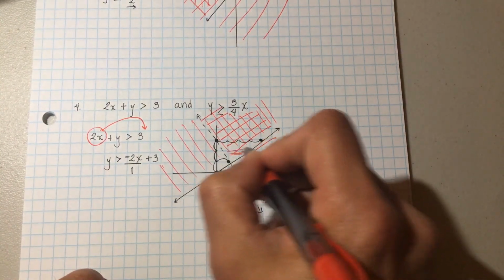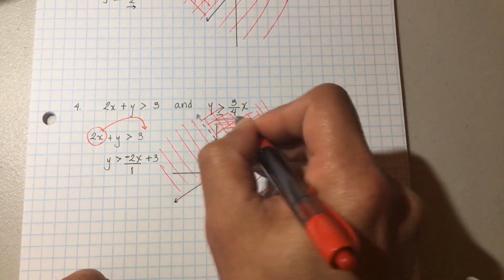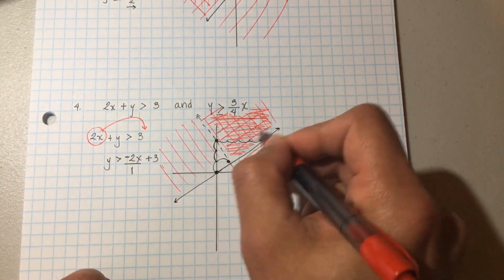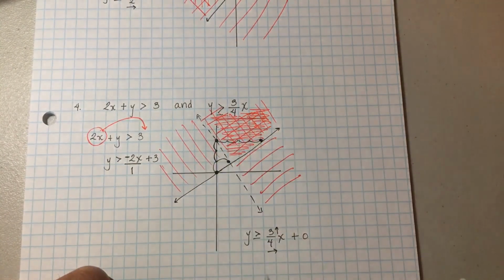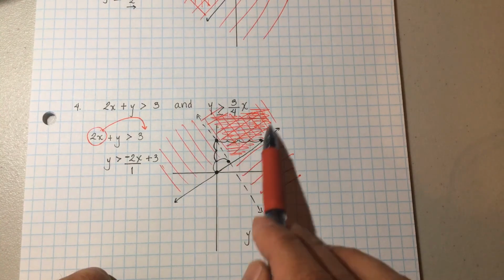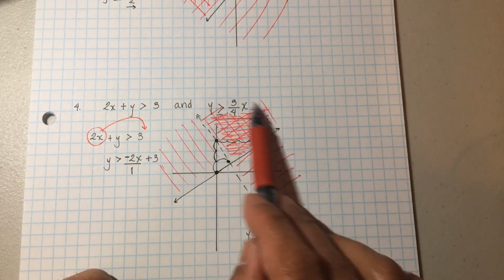This part right here. This is the area that I'm interested in. Esta es la área que me da la solución de las dos inigualdades. Okay? So this is my solution area. Esta es la área de solución para los dos.